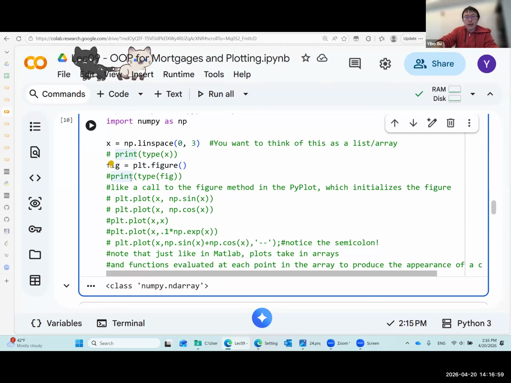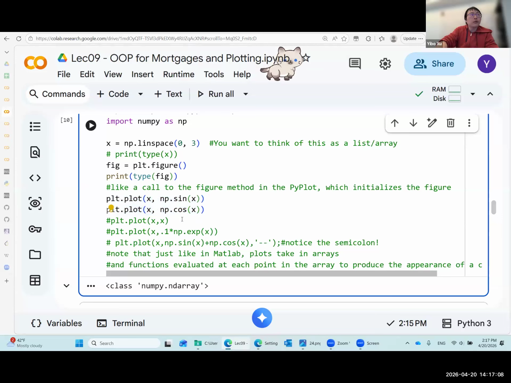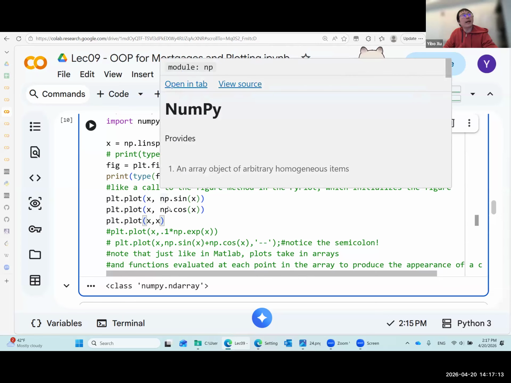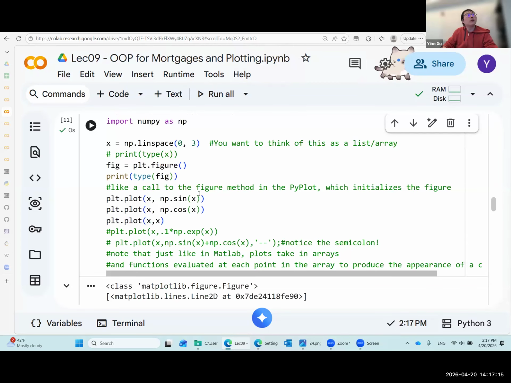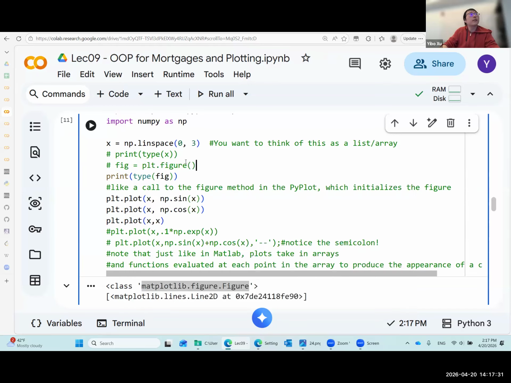Let's also print the type of this figure, and also let's plot the functions. Let me plot a few. These are really traditional functions, but sine and cosine are established in NumPy. Look at the class; it's actually pretty long. Now we know everything's an object, everything is a class.